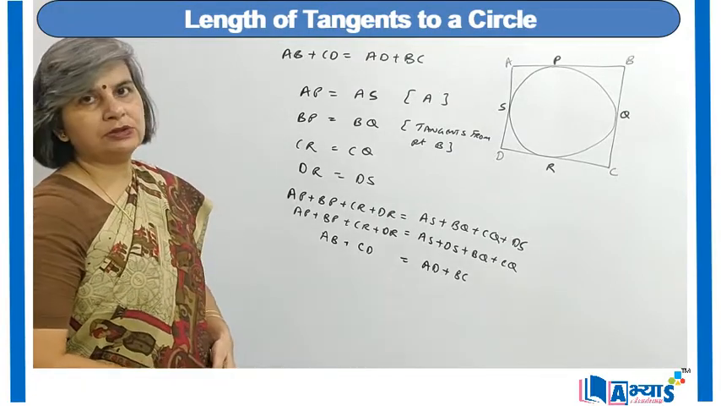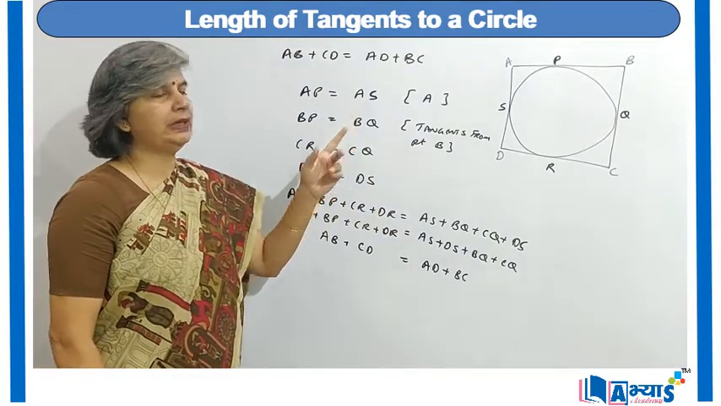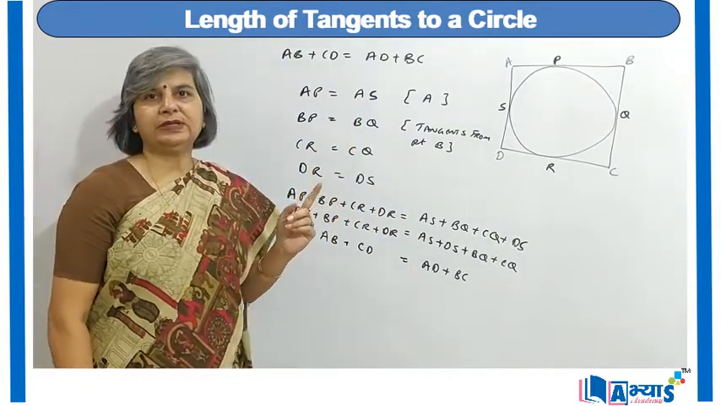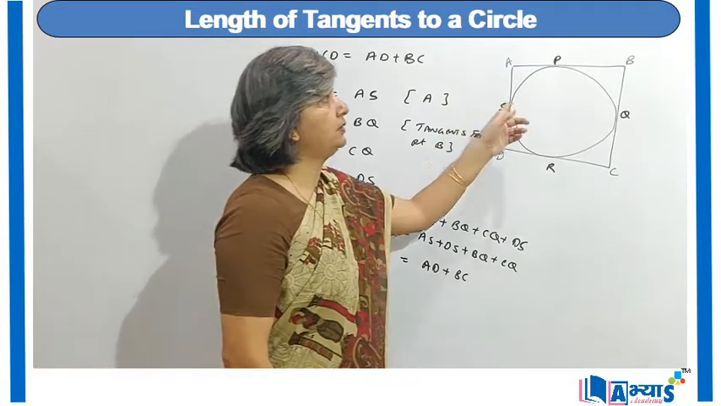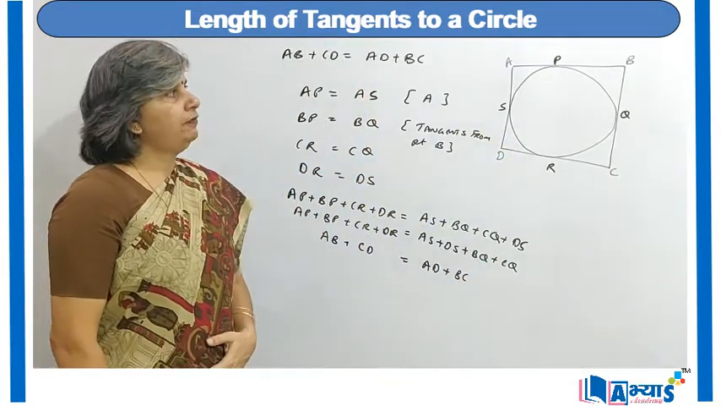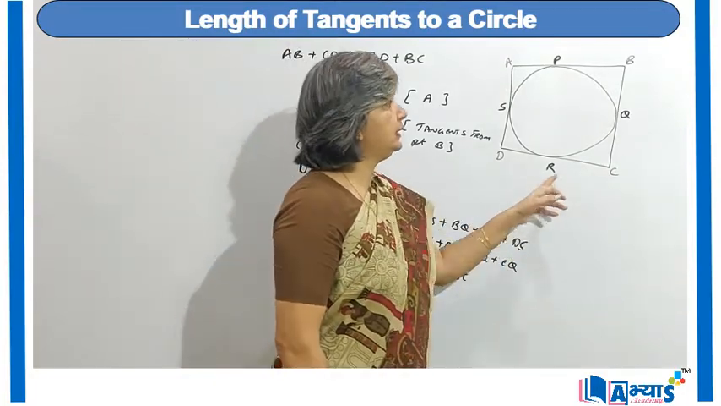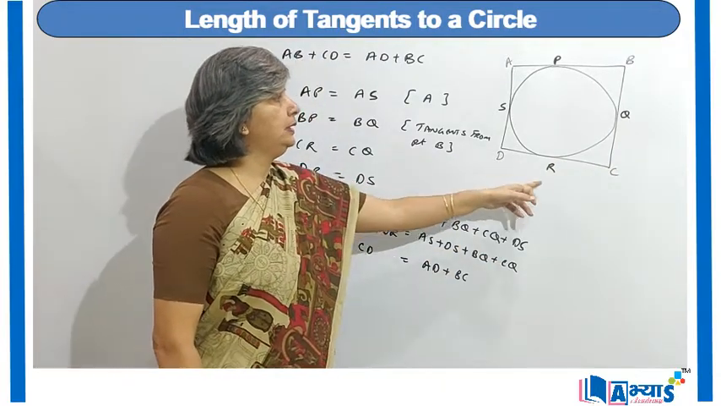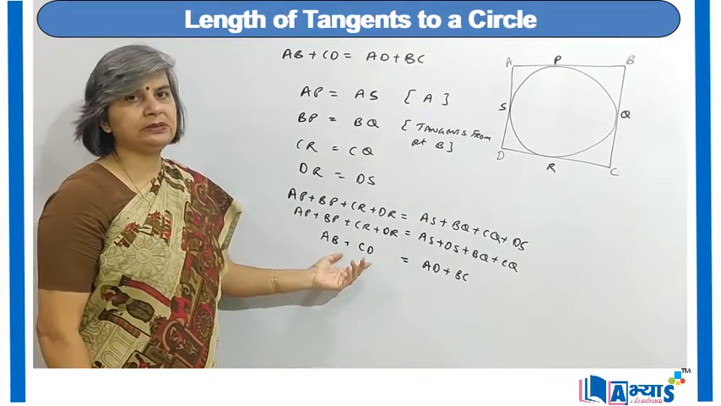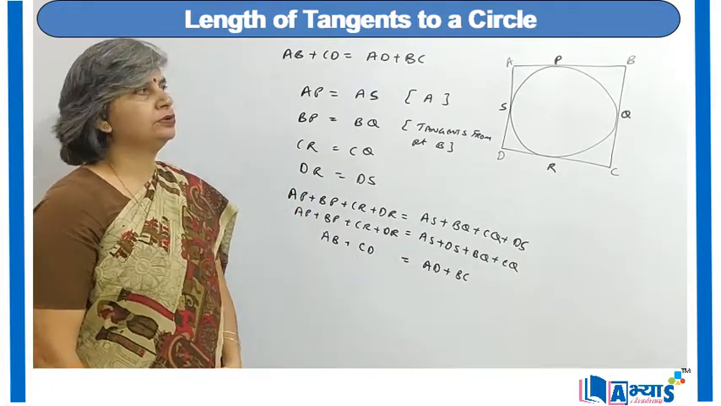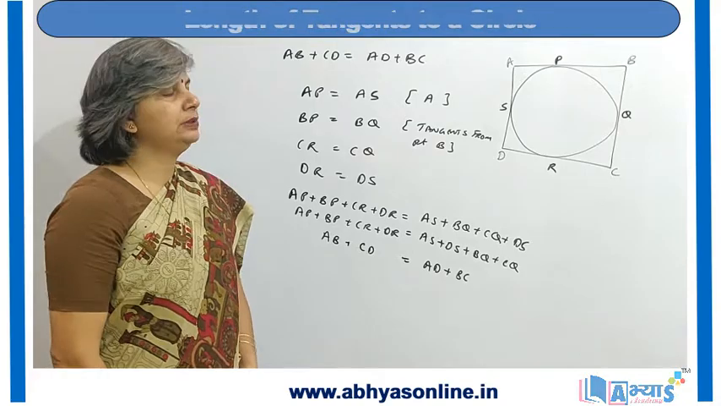For this we have used the concept that from point A we have drawn two tangents, AP and AS, to the circle, and they are equal. Similarly, from B the tangents BP and BQ are equal, from C, CR and CQ are equal, and from D, DR and DS are equal. Then we added all four equations and found that AB plus CD is equal to AD plus BC. So this is how we can apply the concept that the lengths of the tangents from a point outside the circle to the circle are equal.